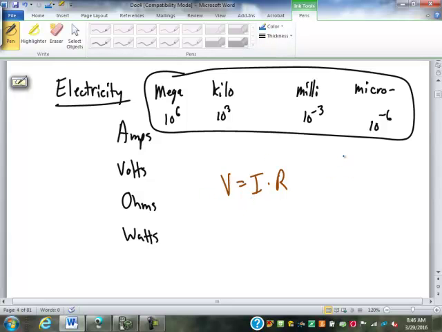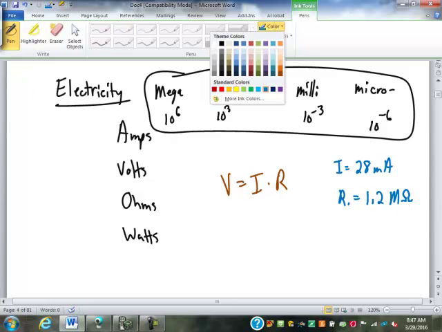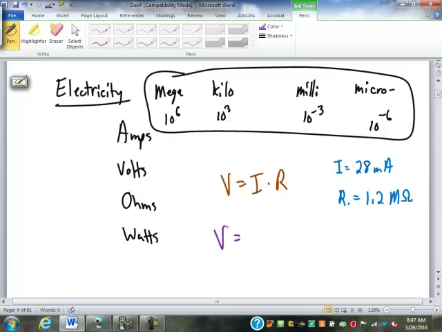And let's say you're in a situation where your current is 28 milliamps and your resistance is 1.2 mega ohms. We're finding the voltage. So our voltage is going to be the 28 milliamps times the 1.2 mega ohms.